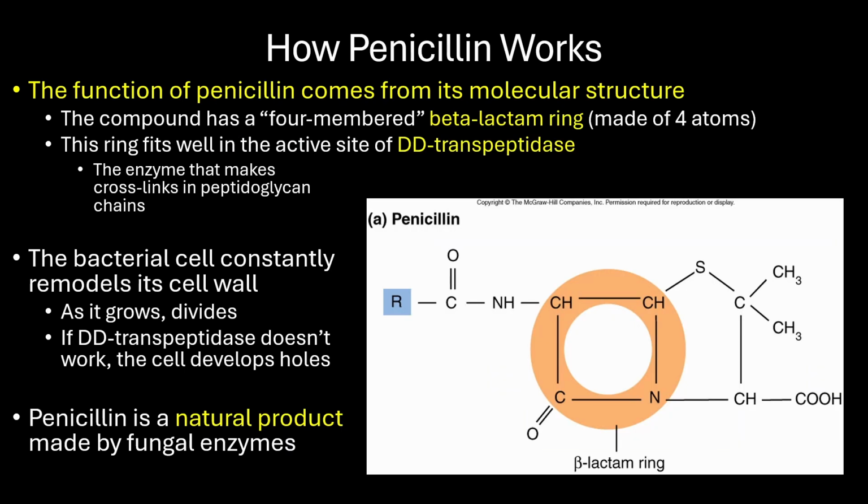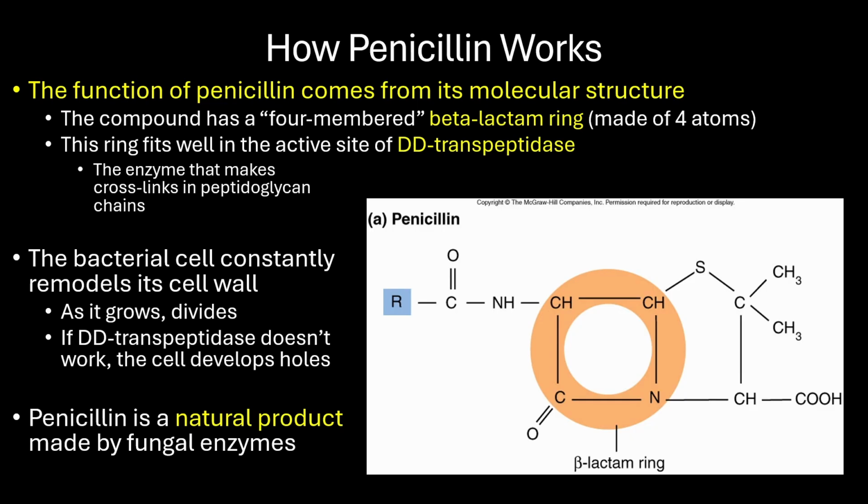Now, the function of penicillin actually comes from its molecular structure. The compound has a certain four-membered ring in the center of the molecule called a beta-lactam ring. We call it four-membered because it's made of four atoms, right? We can see it right here. Now, this ring fits really well in the active site of a specific enzyme that bacteria have called DD transpeptidase. This is the enzyme that builds those protein crosslinks in peptidoglycan.